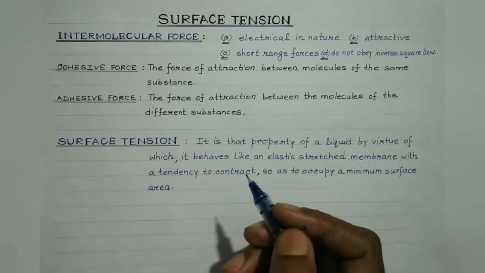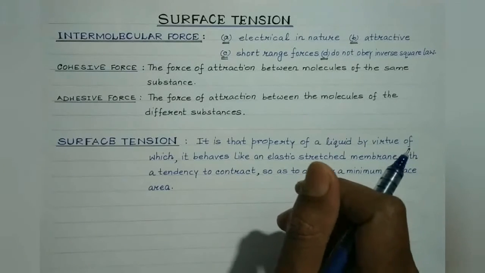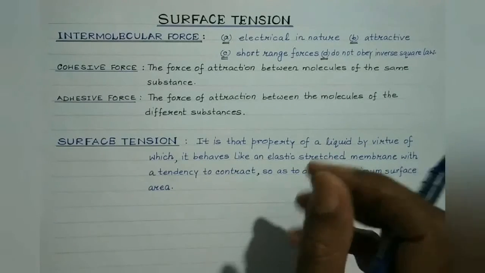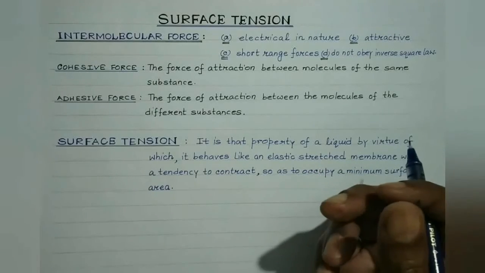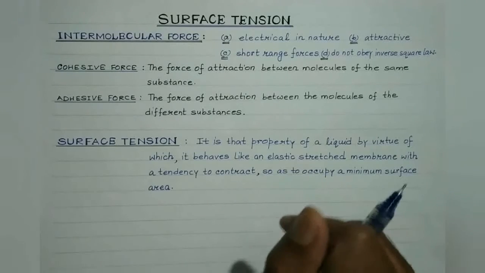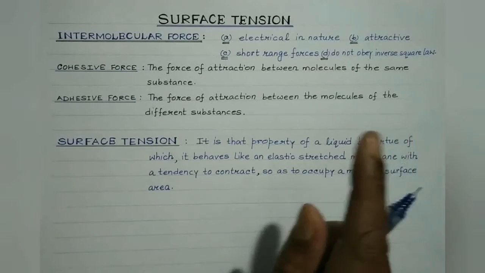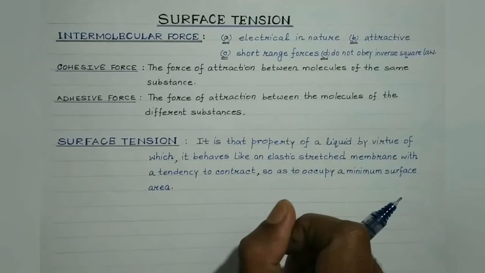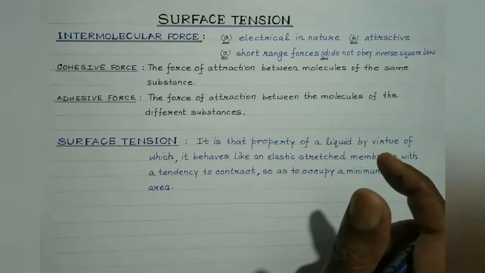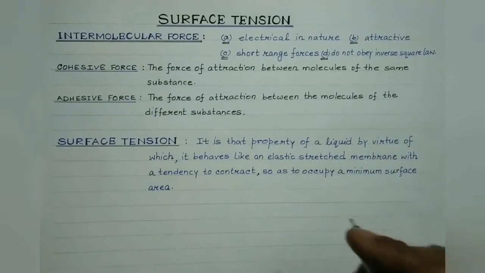Students, it is found that when a liquid is free from external forces such as gravity, then it always tends to take the shape of a spherical drop. Now, why spherical drop? It is because for a given volume, a sphere has least surface area. Now, surface area of a sphere is 4πr², which for a given volume is minimum.